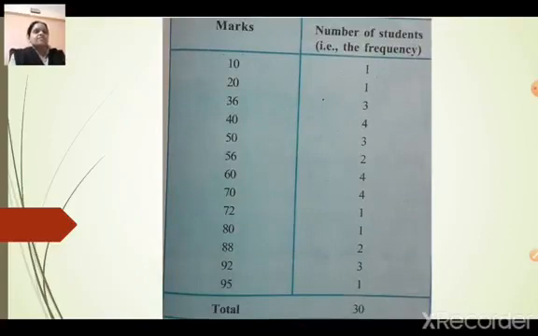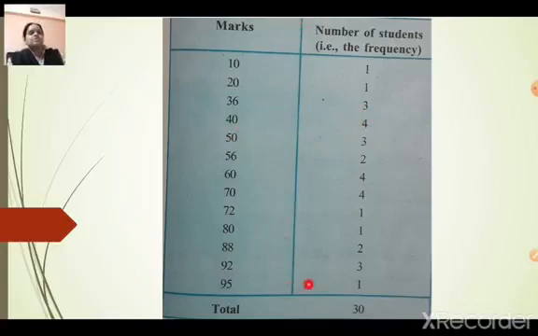So the first column is nothing but marks and the second column is the number of students. That is called what? Frequency. See the values, the numbers 10, 20, 36. These are the values which are given in the data. And the frequency means what? For example, you can see over here the 10 marks has one frequency. One means what? One student has scored 10 marks. Only one student. And here you can see 40 has frequency 4. What is the meaning of that? There are 4 students who have scored 40 marks.